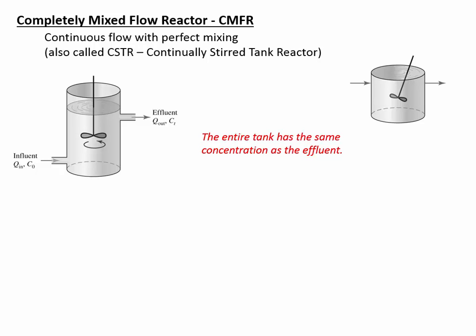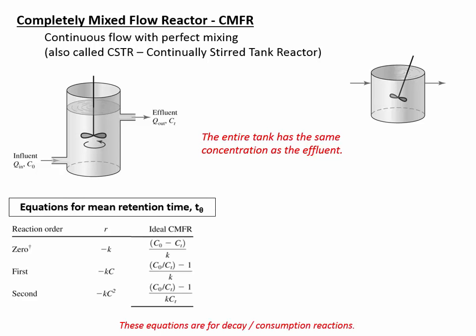So here is C naught. This is the high concentration. It comes in. Does it stay isolated? No, it's instantly mixed. And so the reaction rate is going to be slower in a completely mixed flow reactor than it would be in a plug flow reactor. So these reactors aren't as efficient as a plug flow reactor, but they're easier to build.